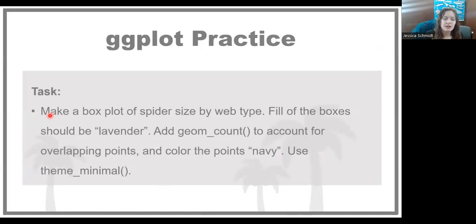What I would like you to do is make a box plot of spider size by web type. The fill of the boxes should be lavender. And then I would like you to add to this basic box plot, because that's just a very simple box plot, another geometry, geom count, which is just what we talked about, our counting plots. Add geom count to account for any overlapping points and color the points navy. I would also like you to please use theme minimal. There's kind of a lot going on in this one, but give it a go, give it a whirl and see what happens.